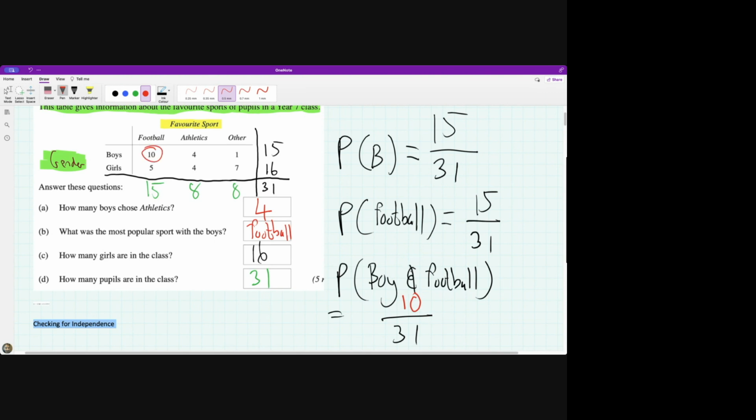Now, take a moment and think about that. You had 31 choices, but only 10 of them would be a boy and would like football. So you had to go and get that 10 there and say the probability of a randomly chosen person being a boy and liking football is 10 out of 31. Give me a thumbs up if you followed that.